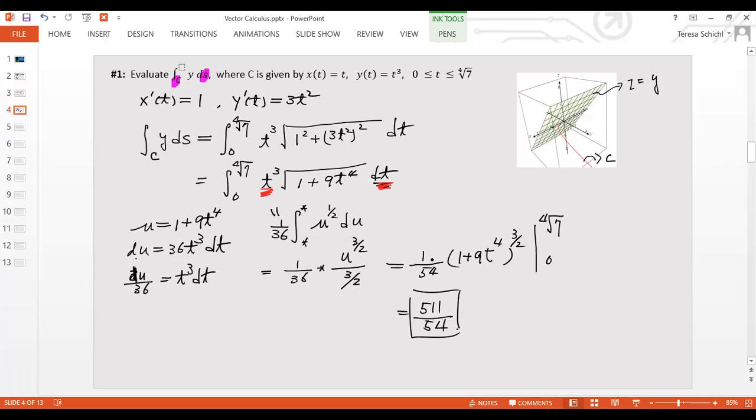The hardest part of the line integral is how you find this parametric representation, right? If you find it, then it's pretty simple here.